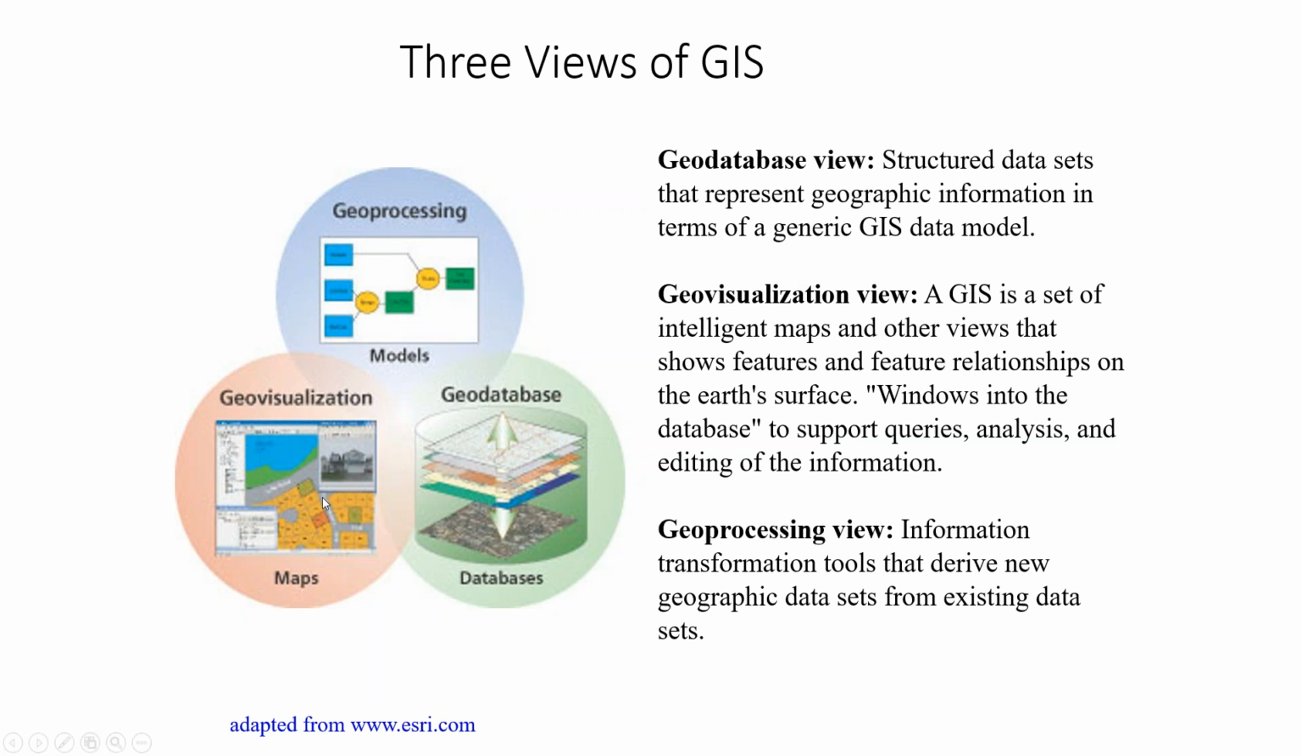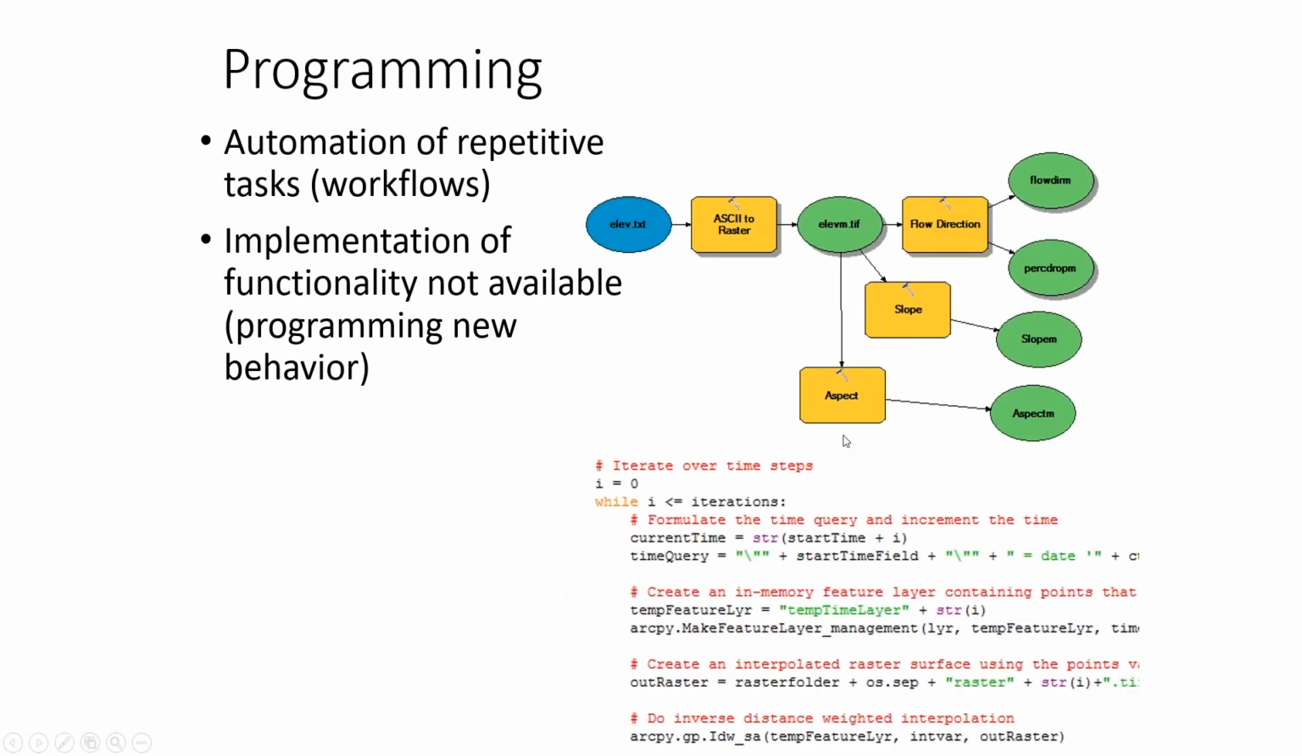And GIS comprises all of these three things, and how the data is organized in databases, the visualization and the tools are all integral parts. This is an example of some of the tools for automation of repetitive tasks. So here we might start with an elevation data set, convert it into a GIS format, then calculate things like the flow direction, the slope, and the aspect.